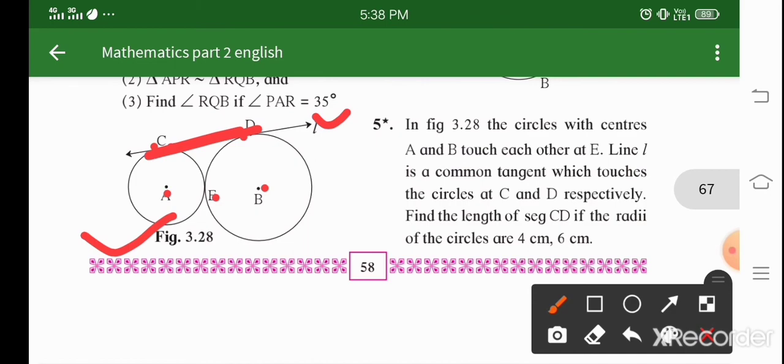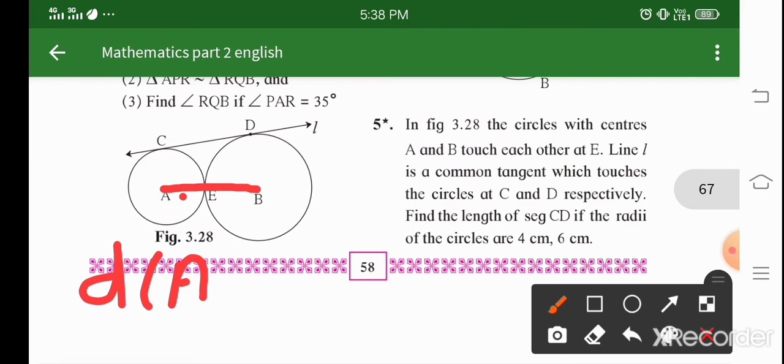This CD is what we have to find out. They have only given the radii of the circles. So we can write that here. First of all, you can see that these two circles are touching externally, right? So we can write the distance AB as AE plus EB, and AE and EB are nothing but the radii. The radii are 4 and 6. 4 plus 6 will be 10, so we get the value of AB as 10.